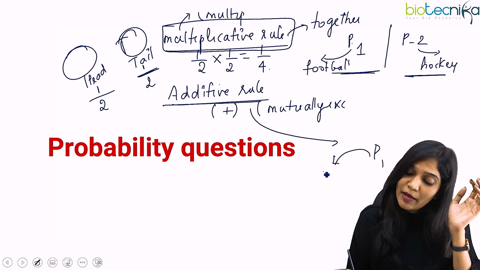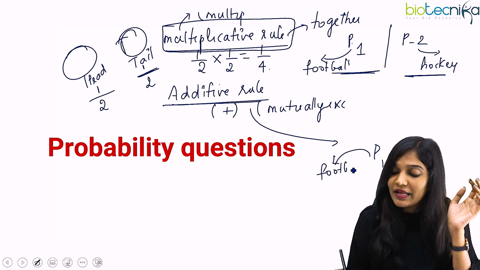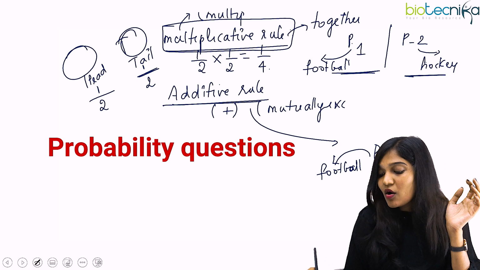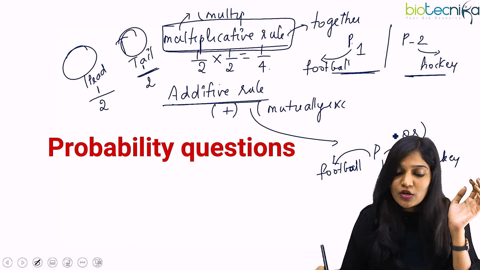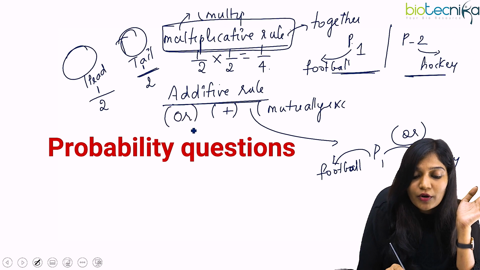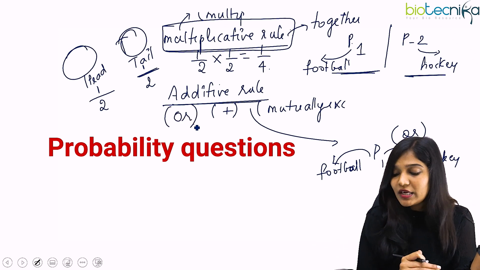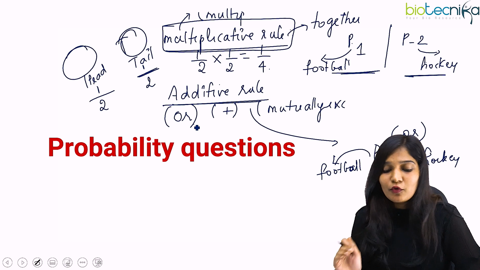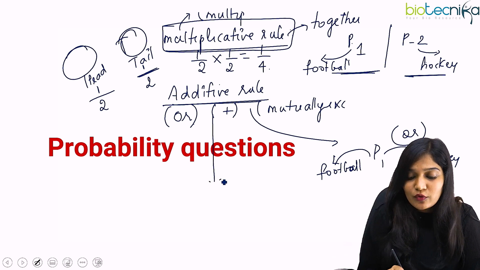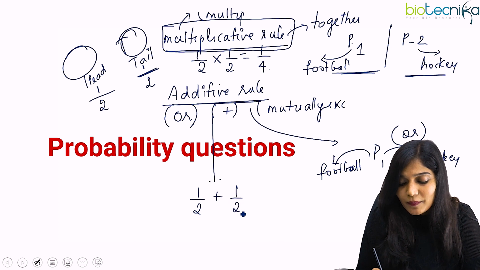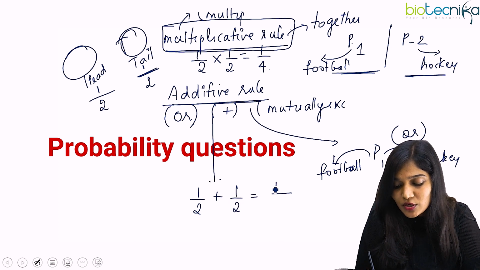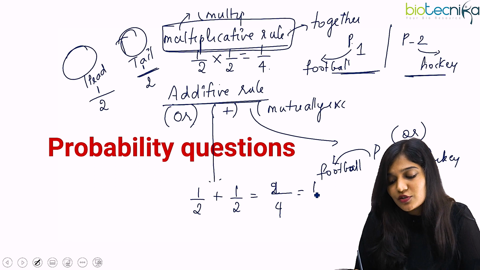In the additive rule, there is one person. This person can play either football or hockey. This is going to be "or", so the additive rule is called the OR rule. He can either play hockey or he can play football. In the additive case, you have to remember it has to be addition: 1/4 plus 1/4, which becomes 2 by 4, which is 1 by 2.